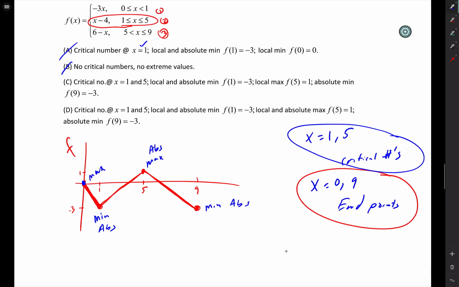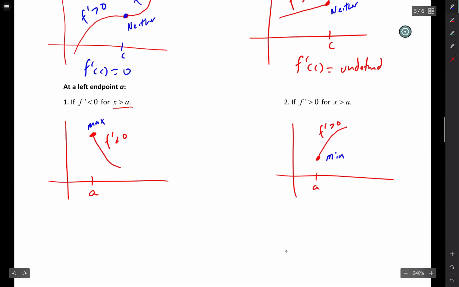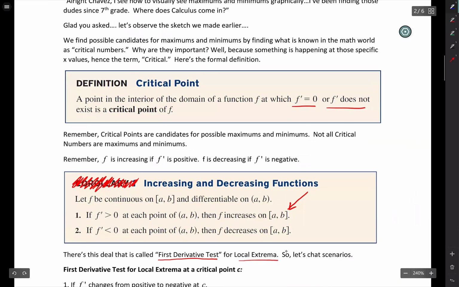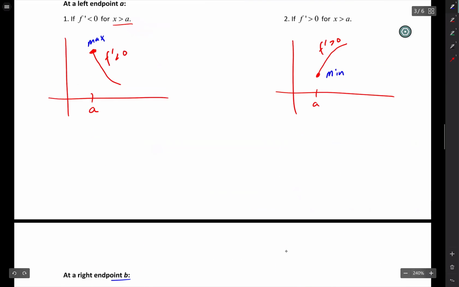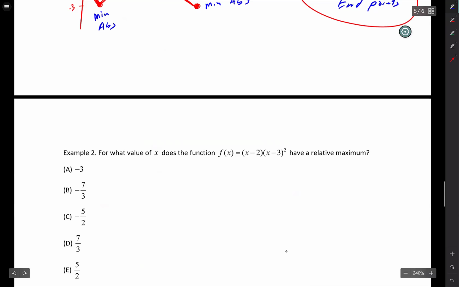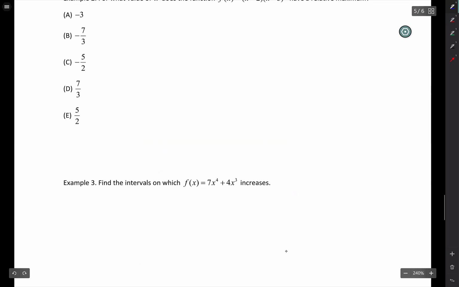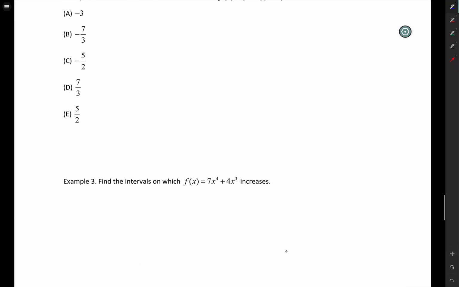I mean, I guess something could be happening. You can have a vertical tangent at an endpoint, but by definition, I would call it an endpoint and not a critical number. A critical number has to happen inside the domain. Let's go back to the definition. I probably should have told you that. A critical number has to happen inside the domain. Inside the domain, not the brackets, the parentheses. You know what I mean?